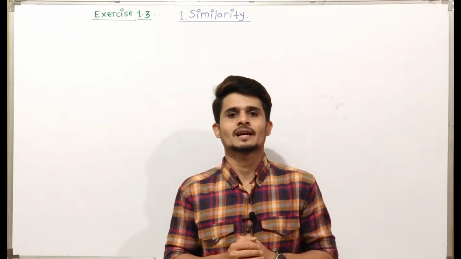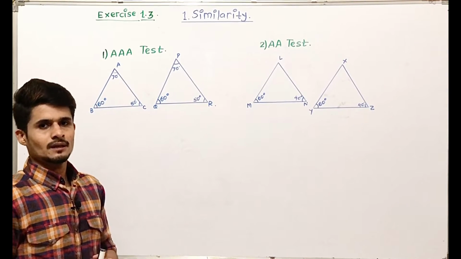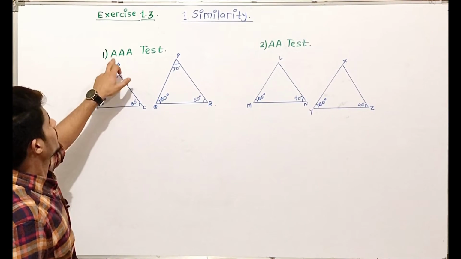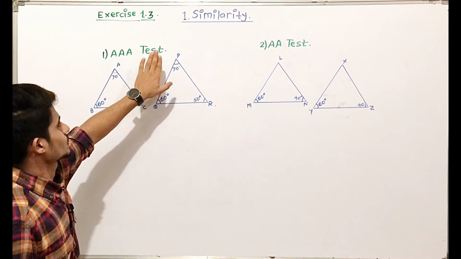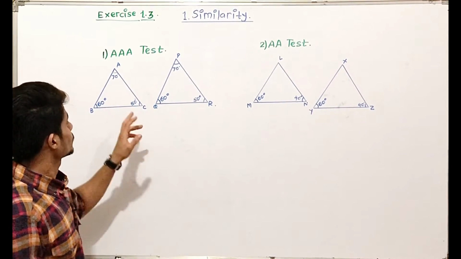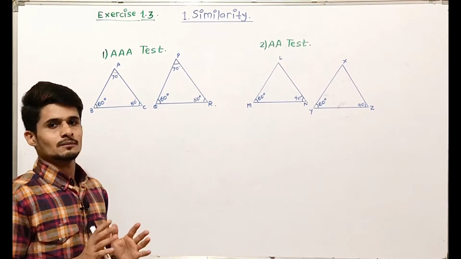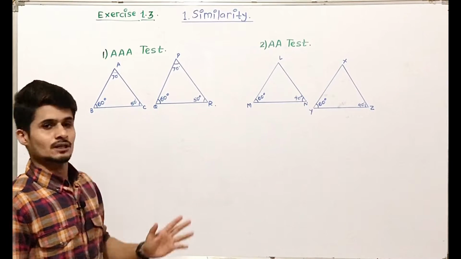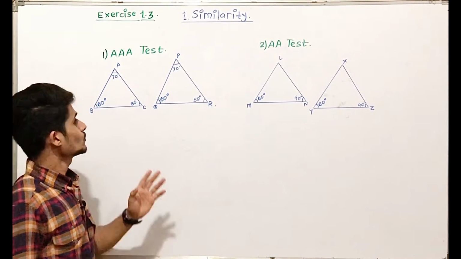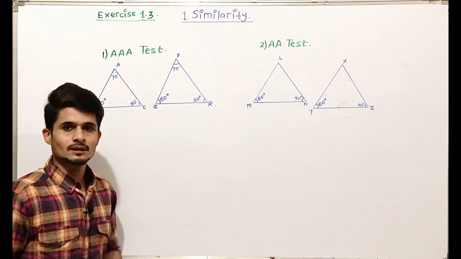So now we'll start with tests. Let's start with the AAA test, that is the angle angle angle test. In this test, if corresponding angles of two triangles are congruent, then the triangles will be similar.